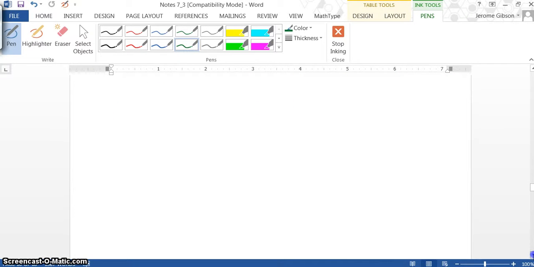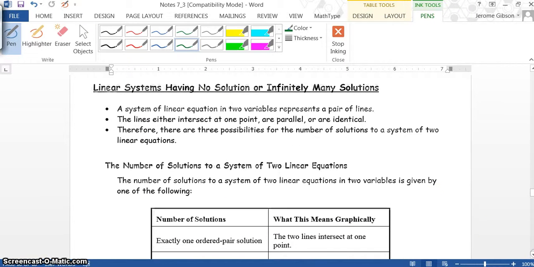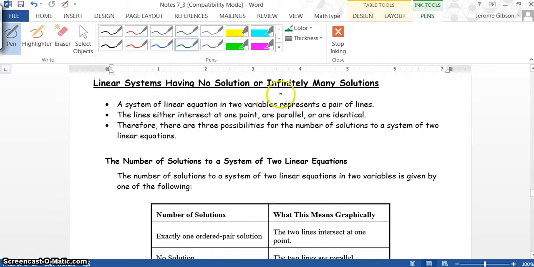Now, scroll on to the next page. It says linear systems having no solution or infinitely many solutions. A system of linear equations in two variables represents a pair of lines. The lines either intersect at one point, are parallel, or identical. Therefore, there are three possibilities for the number of solutions to a system of two linear equations in two variables, given by one of the following.